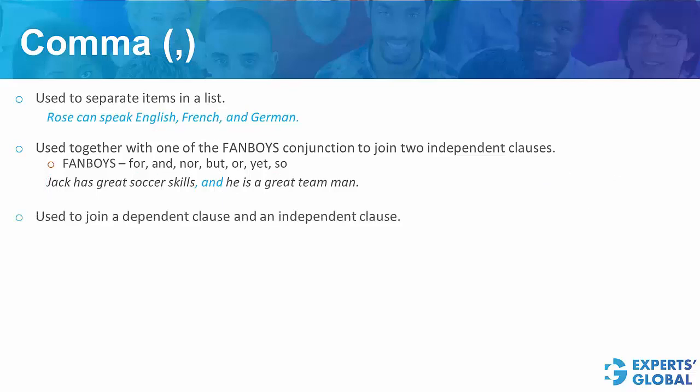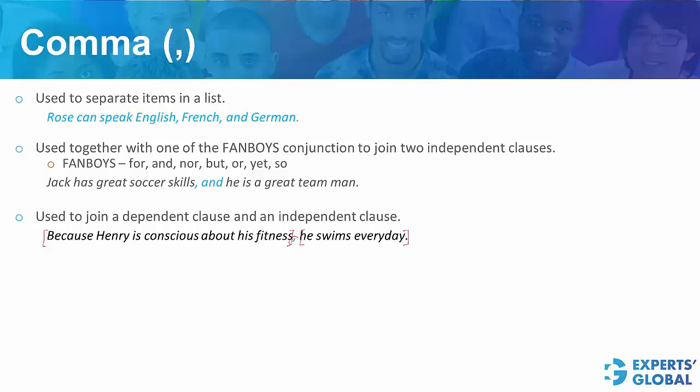Next, a comma can be used to join a dependent clause and an independent clause. So comma is not strong enough to join two independent clauses, but it is strong enough a punctuation to join one dependent clause and one independent clause. You see from here to here, this is a dependent clause and this is an independent clause. So a dependent clause and an independent clause joined by a simple comma.